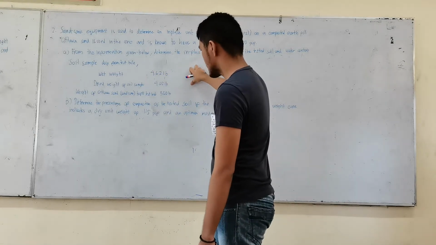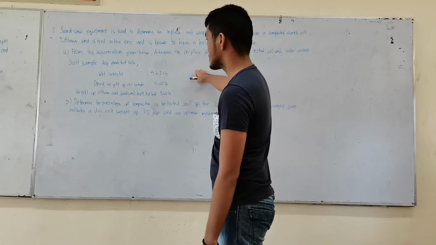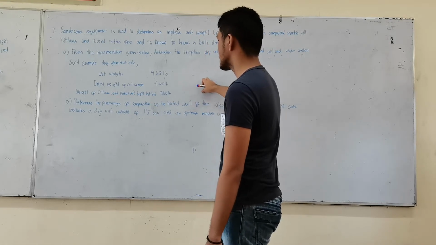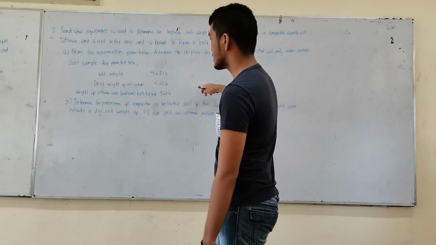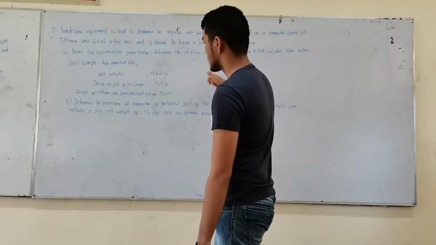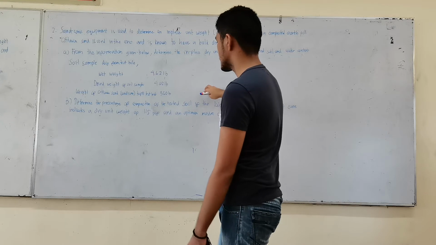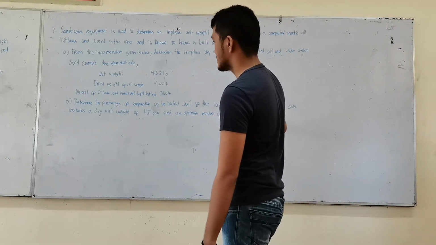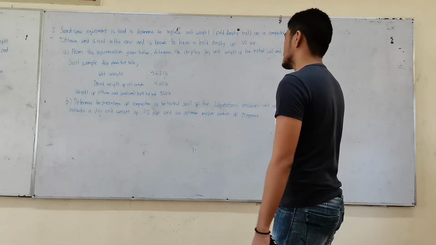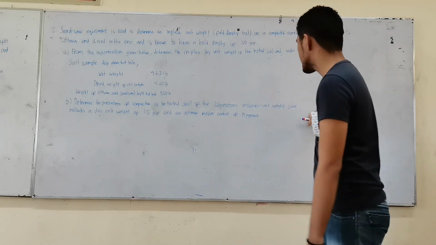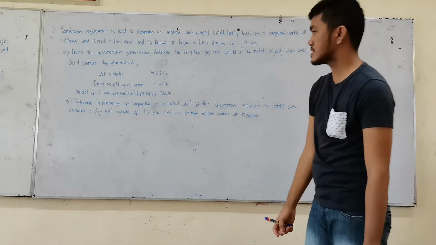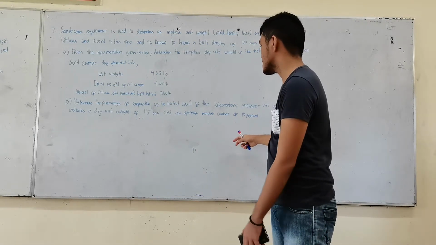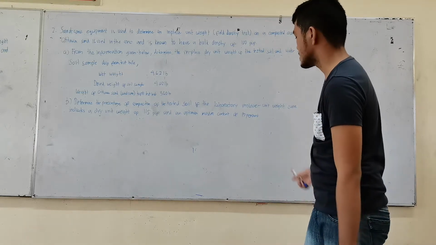Its wet weight is 4.62 pounds. The dry weight of the soil sample is 4.02 pounds. The weight of the Ottawa sand filling the test hole is 3.6 pounds. And the second problem is to determine the percentage of compaction of the tested soil if the laboratory moisture unit weight curve indicates a dry unit weight of 115 pounds per cubic feet and an optimum moisture content of 13%.